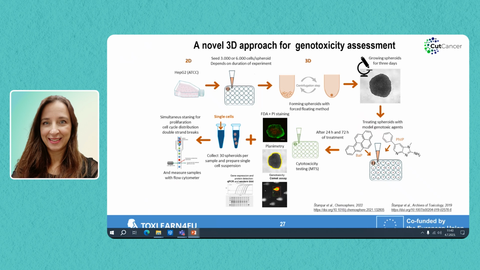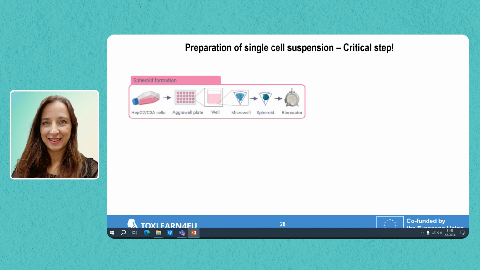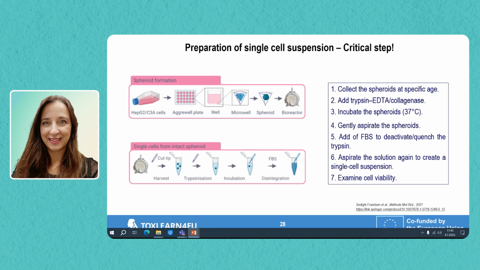Okay. Yeah, so I mentioned that the preparation of single cell suspension is a critical step. So how do we do this? Again, we grow the cells, the spheroids, or in bioreactors, depending on the method we have. And then we take the spheroids. We use a cut tip. We don't want to damage the spheroids.